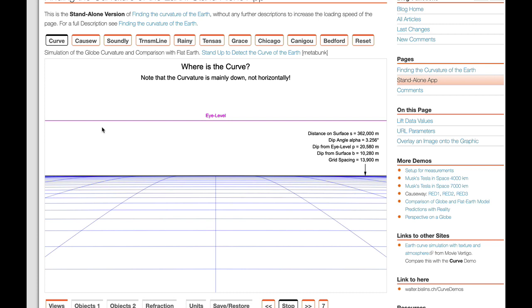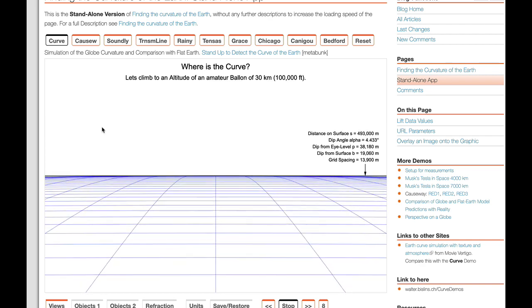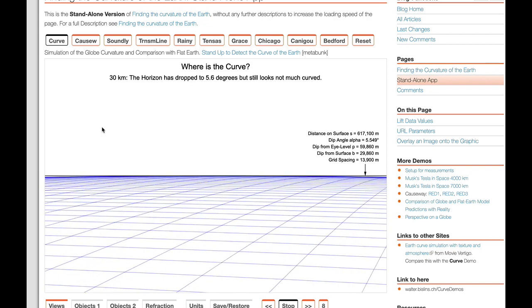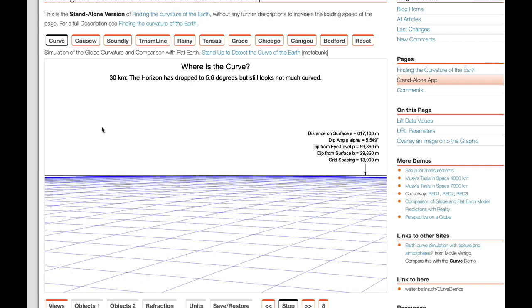And look at how much the horizon is dipping now. This is why pilots can see mountains or cities come into view where they were hidden before. You can't get that on a flat Earth. Things just shrink. So now we're going up to a higher elevation.